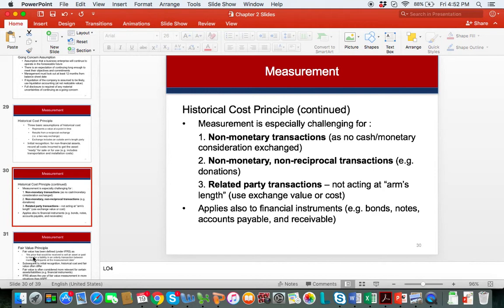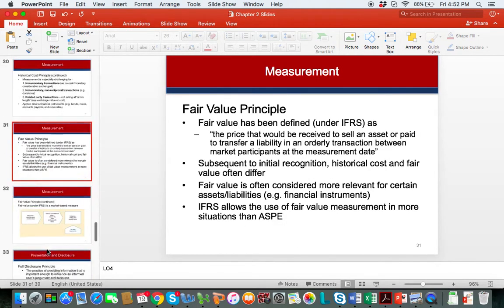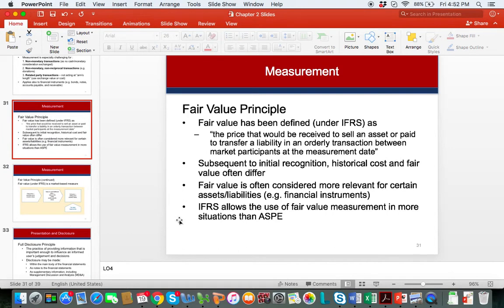So the fair value principle, and again this will be very important towards the end of this semester in chapters 10, 11 and 12. So fair value has been defined under IFRS. IFRS will typically look at fair values, and this will become more apparent later on in the semester. It is the price that would be received to sell an asset or paid to transfer a liability in an orderly transaction between market participants at a measurement date.